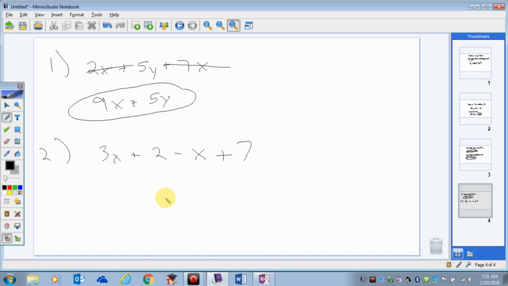Moving on down to number 2. You start with 3x. Is there anything like it? Yes, there is. There's just minus x. So 3x minus x, or minus 1x, because we said a variable by itself always has a 1 in front of it.